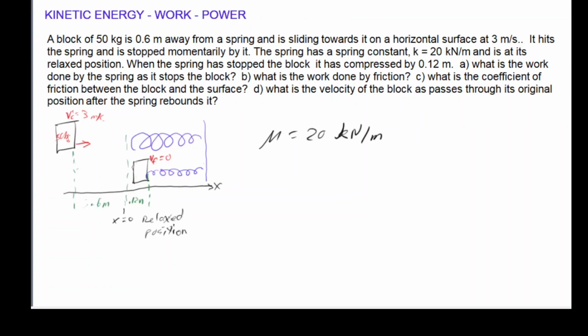Let's do our next problem that involves a spring. A block of 50 kilograms is 0.6 meters away from a spring and is sliding towards it on a horizontal surface at 3 meters per second. It hits the spring and is stopped momentarily by it. The spring has a spring constant K equals 20 kilonewtons per meter and is at its relaxed position. When the spring has stopped the block, it has compressed by 0.12 meters. What is the work done by the spring as it stops the block?